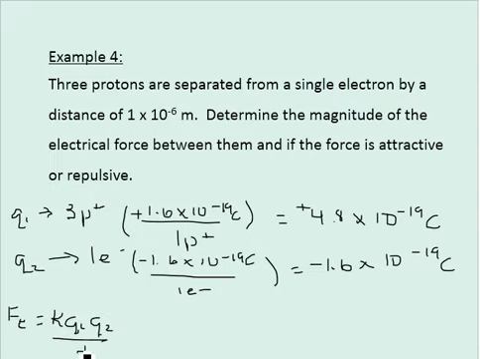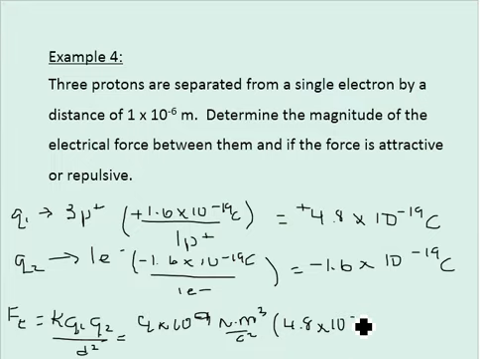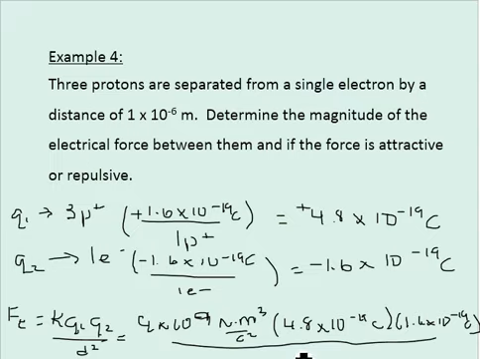So our F equals KQ1Q2 over D squared. So we go and substitute our values. 9 times 10 to the ninth newton meters squared per coulomb squared. Running out of room here. Times my 4.8 times 10 to the negative 19th coulombs times my 1.6 times 10 to the negative 19th coulombs, all divided by my distance squared, and you can see these distances get pretty small.